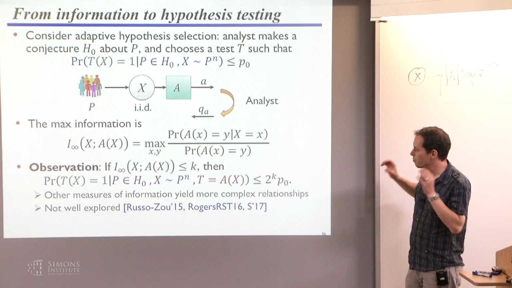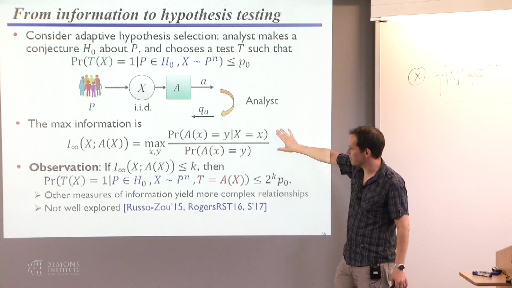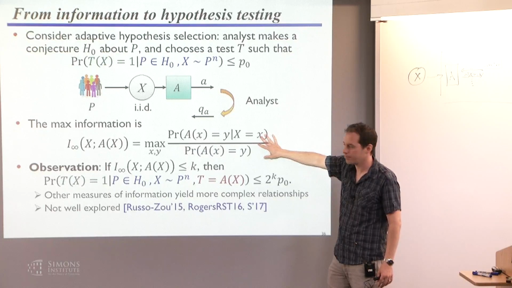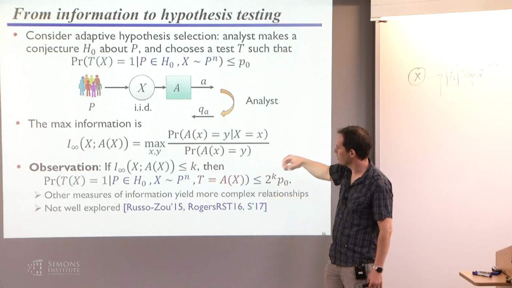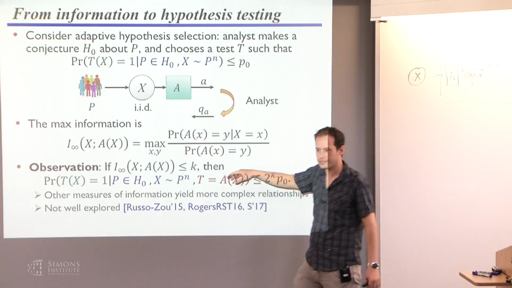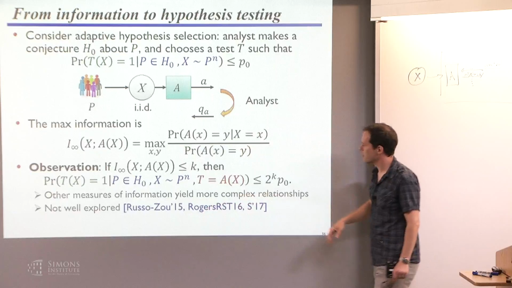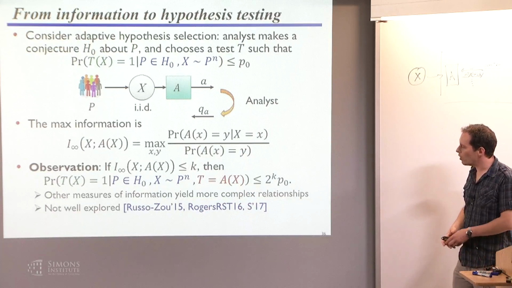Okay. And the proof of this is like 2 lines. It basically is just based on the fact that this odds ratio is at most 2 to the k. There's a log missing. I'm sorry, I lost a log. There should be a log right there. Okay, so what does this tell us?